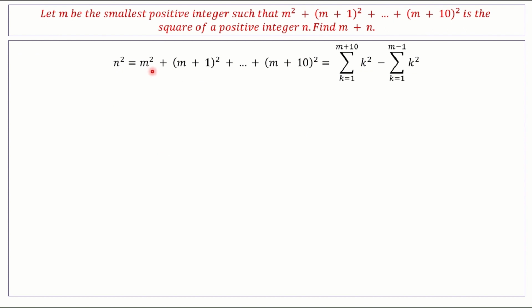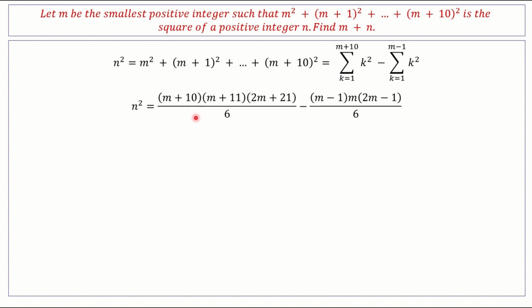So n² is given as (m² + m + 1)² + ... up to (m + 10)². This is nothing but the sum of k², where k is from 1 to m + 10. I added 1 plus 2 up to (m − 1)² also, so you have to subtract the sum of k² for k equal to 1 to m − 1.